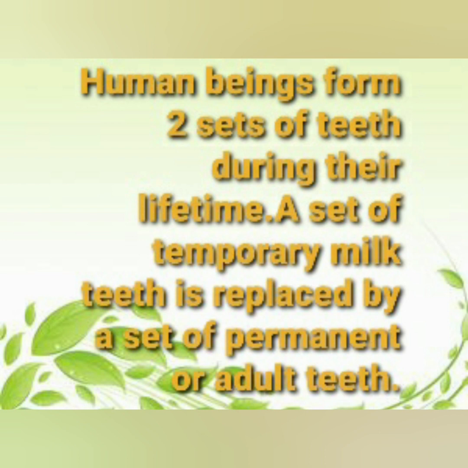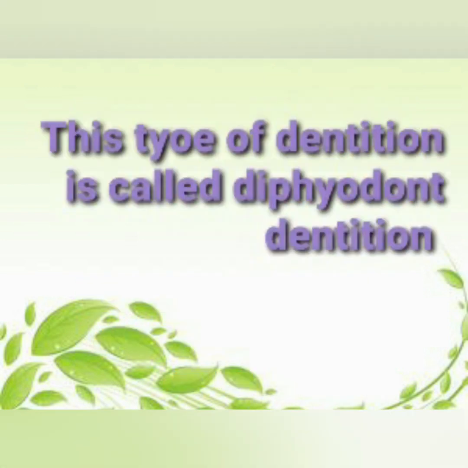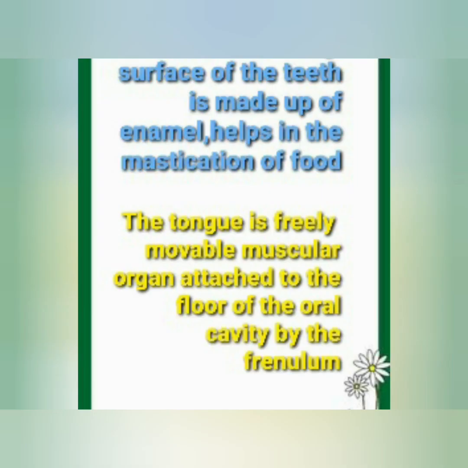Human beings form two sets of teeth during their lifetime, a set of temporary milk teeth replaced by a set of permanent or adult teeth, and this type of dentition is called diphyodont dentition. The surface of the teeth is made up of enamel that help in the mastication of food. The tongue is freely movable muscular organ attached to the floor of the oral cavity by the frenulum.